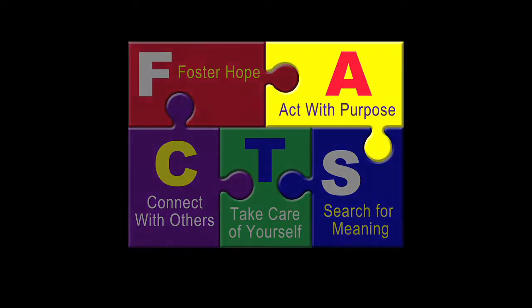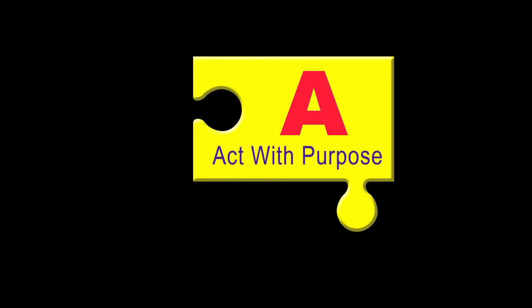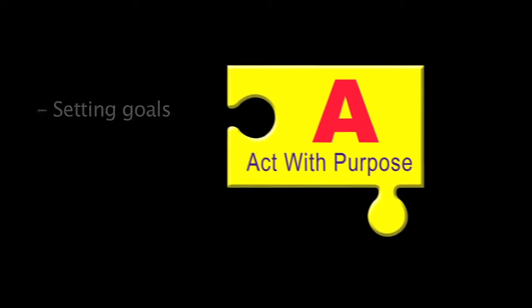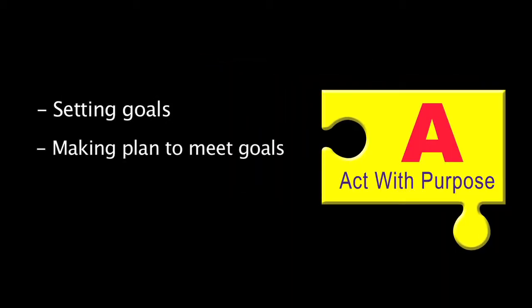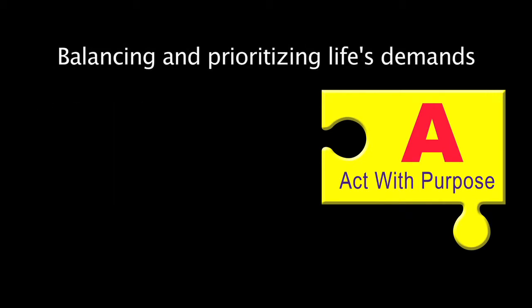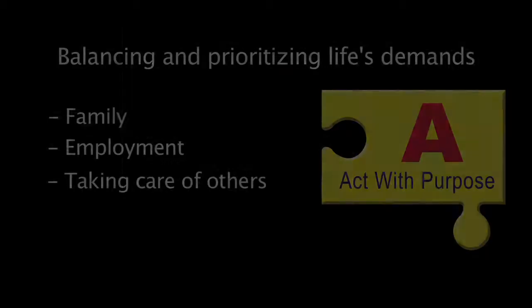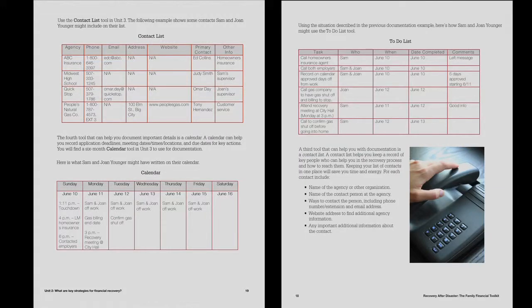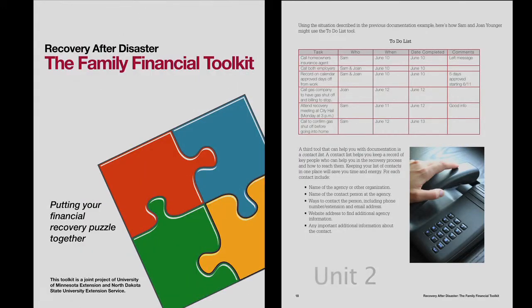While recovering from a disaster, it is important to act with purpose. This involves setting goals, making a plan to meet your goals, and acting to move toward the goals. This also involves balancing and prioritizing all of the demands in one's life, which may include family, employment, taking care of others. A copy of a contact list, calendar, and to-do list are available in the Family Financial Toolkit, Unit 2.